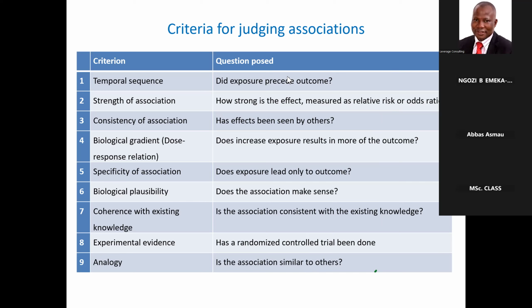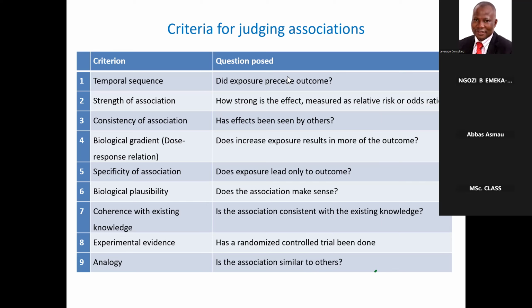There are 9 criteria used, and they are arranged according to importance. The most important is number 1. Temporal sequence. Before you can say this exposure is the one causing this disease, there must be an association, and there must be a temporal sequence.